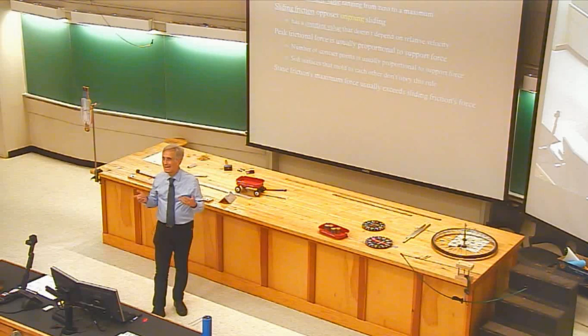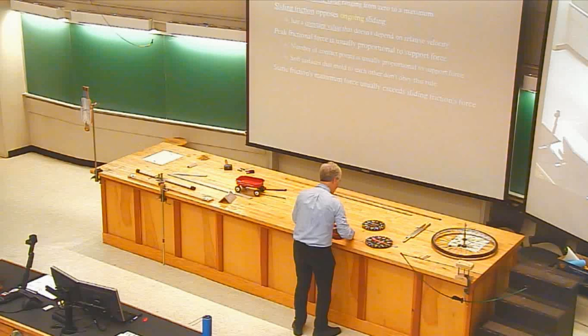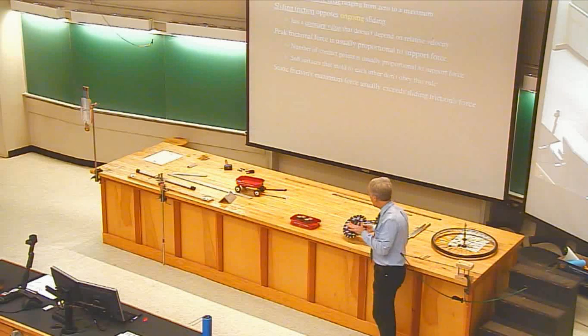It is sometimes called dynamic friction. The name doesn't matter, but when the relative motion is there, I'll call it sliding. And what you could see in what I just showed you, I hope I can repeat it. In the real world, it's not always controllable.